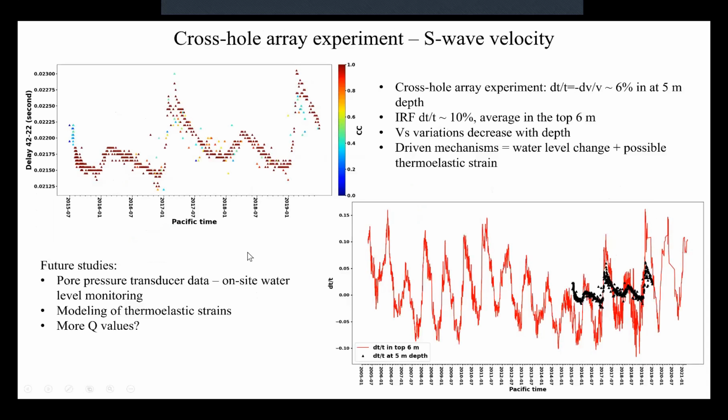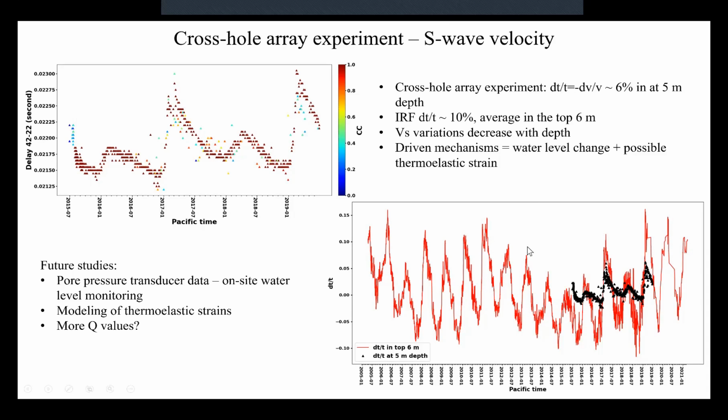On the left, we present the travel time variations at 5-meter depth, estimated by cross-correlating the crosshole array experiment data. On the right, we compare the results averaged in the top 6-meter and at the 5-meter depth. We can see the average velocity variation in the top 6-meter is 5% larger than that at 5-meter depth, suggesting the velocity variations decrease with depth.